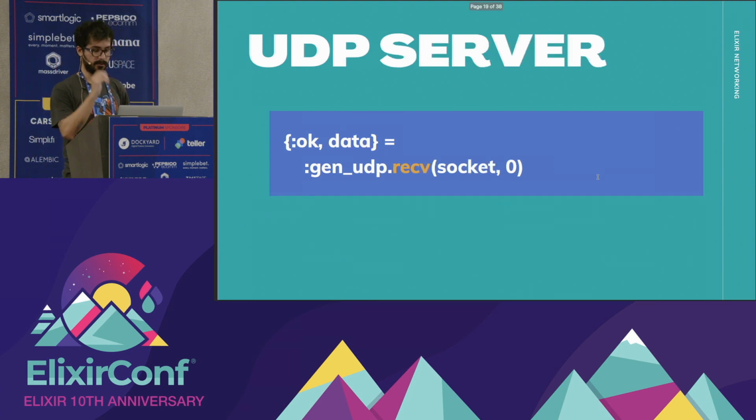So the server is going to receive using the same function that we had before, but the difference now is that we're calling gen UDP instead of gen TCP. The data is going to come the same way, as a string, and after that, we can start handling and processing things at the application level and doing whatever we want with that.